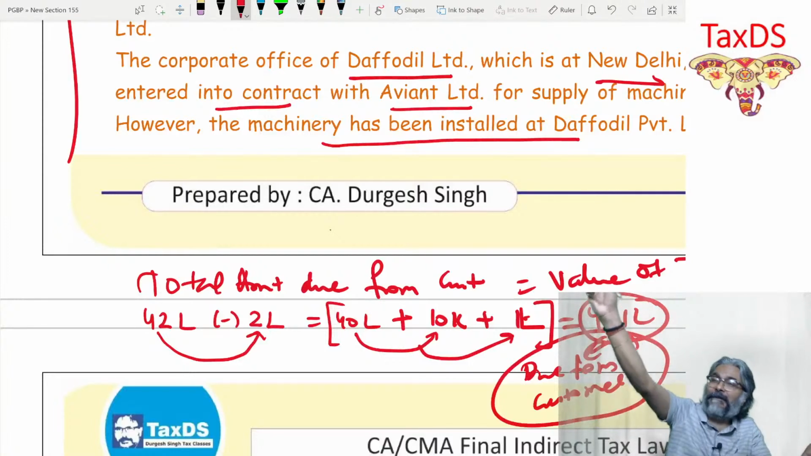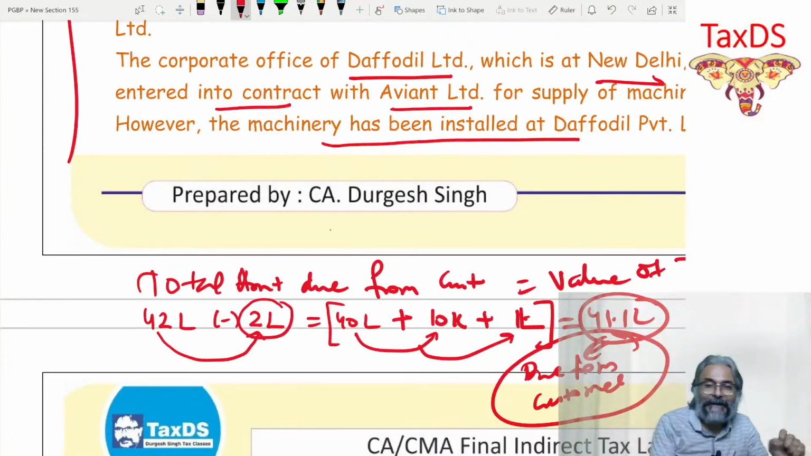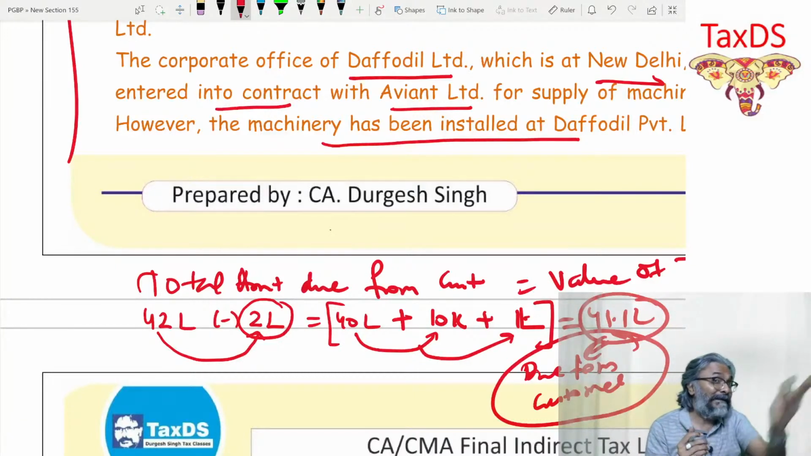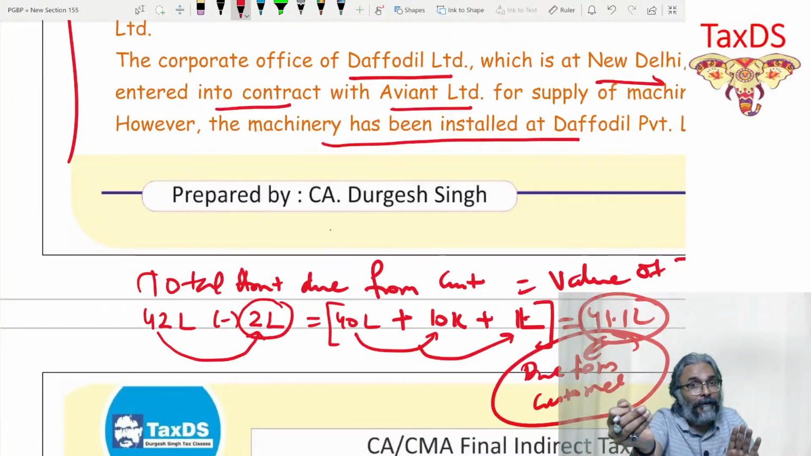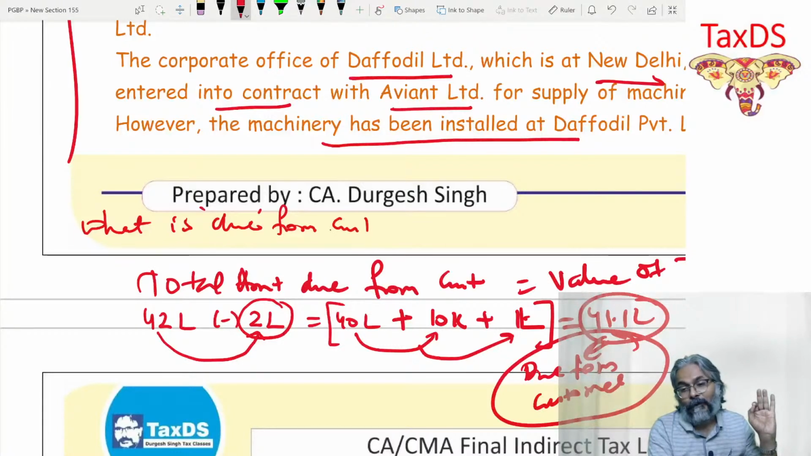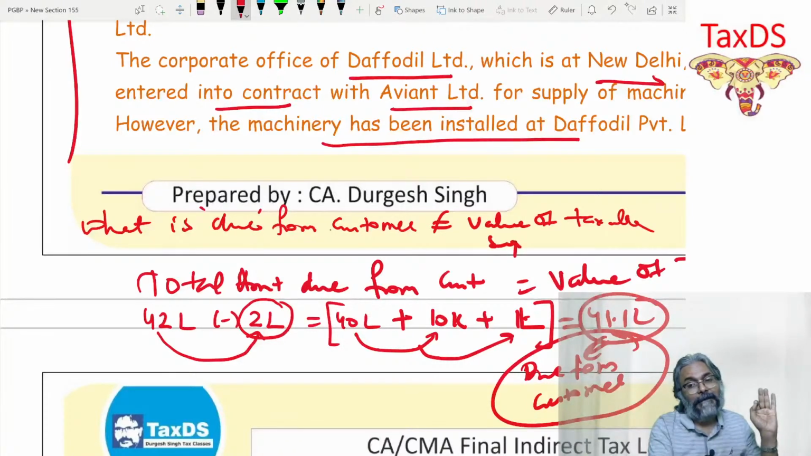Although the value of taxable supply, if you see the value of taxable supply, this 2 lakhs gets added to the value of taxable supply because subsidy, which is price linked, gets added. But what is due is not the value of the taxable supply. What is due is not the value of taxable supply. Therefore, as a matter of statement, what is due from customer is not equal to the value of taxable supply. Is that clear to all of you?